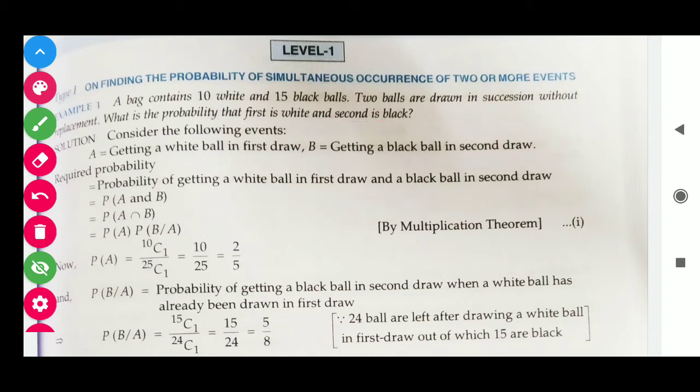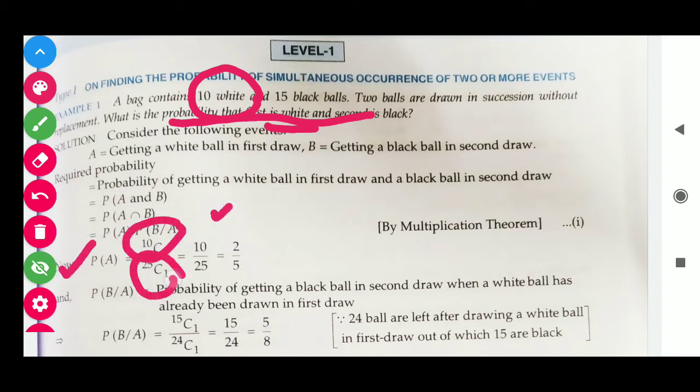So if we draw the first white ball, we have total 10 white balls and total 25 balls in the sample space. So here 10C1 divided by 25C1, and 10C1 is equal to 10, 25C1 is equal to 25. By solving this we get 2 over 5.